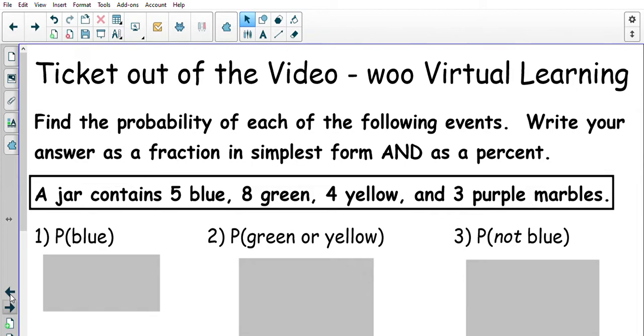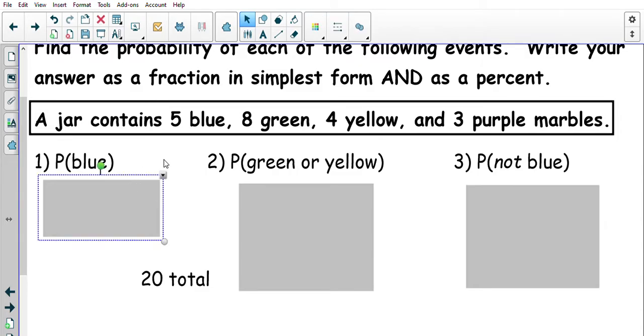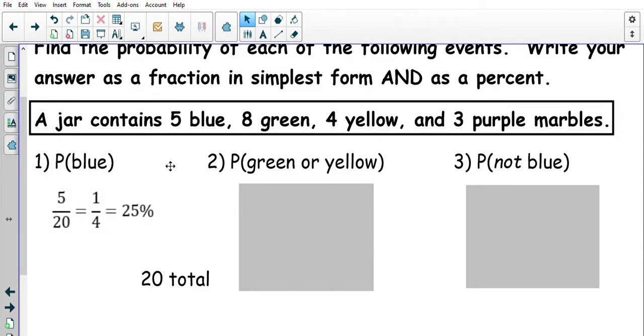A jar contains 5 blue, 8 green, 4 yellow, and 3 purple marbles. So we have a total of, when we add these up, 20 marbles. 5 plus 8 is 13, plus 4 is 17, plus 3 is 20. What's the probability of selecting blue? Well, 5 are blue out of 20, which reduces to 1/4. That is 25%.